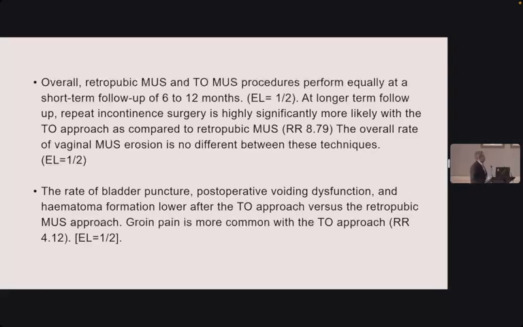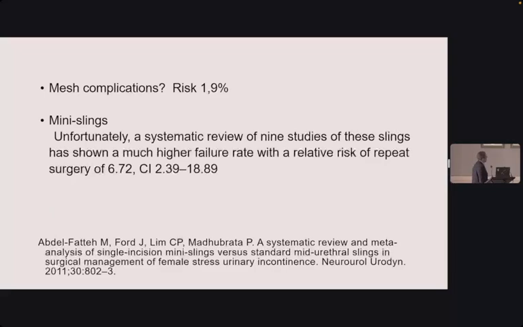Right. What about mesh complications? We know that we're dealing with a synthetic mesh again. So the recent NICE guidelines on the management of female incontinence no longer recommend the transobturator sling for first-line therapy in SUI. One of the reasons is that the transobturator tape has a higher rate of mesh exposure than the retropubic sling.